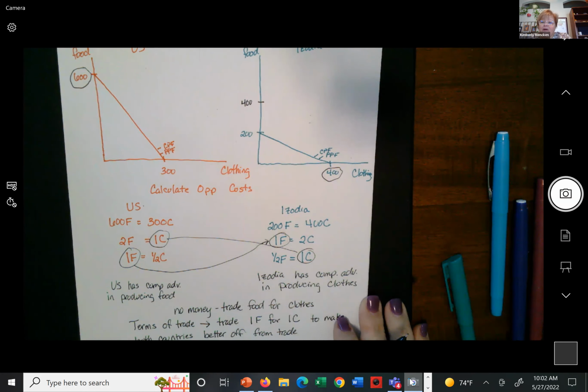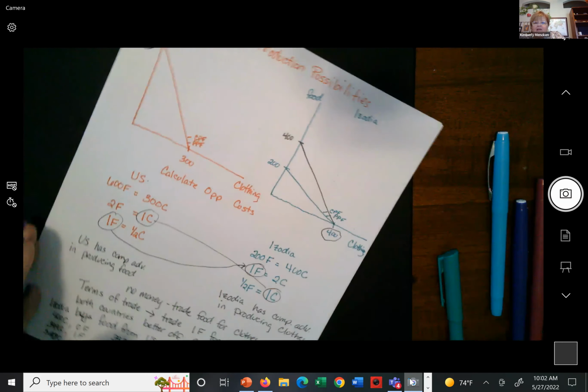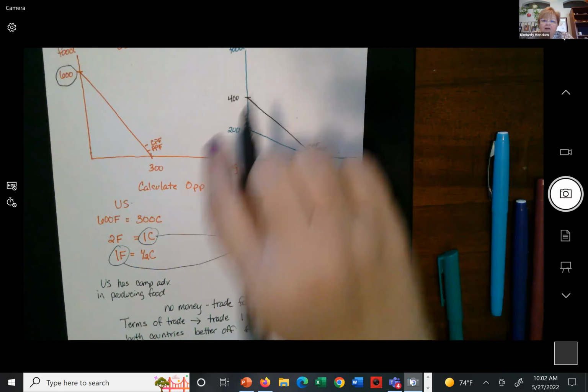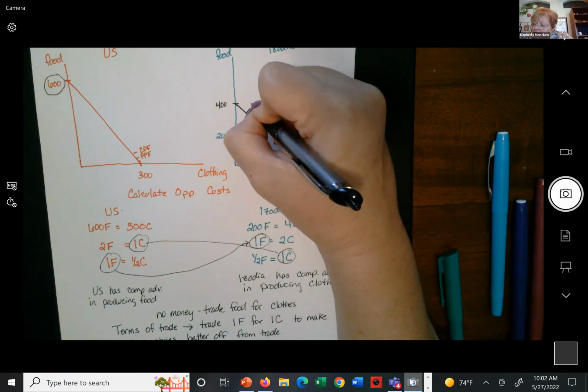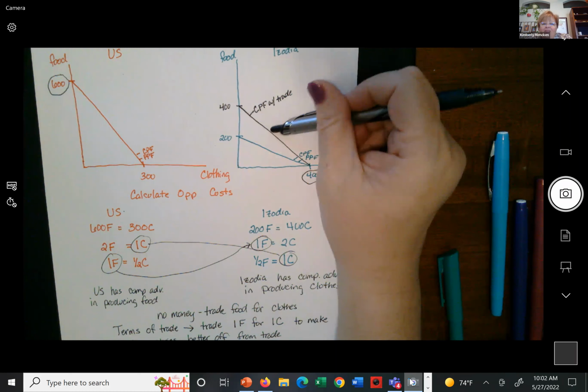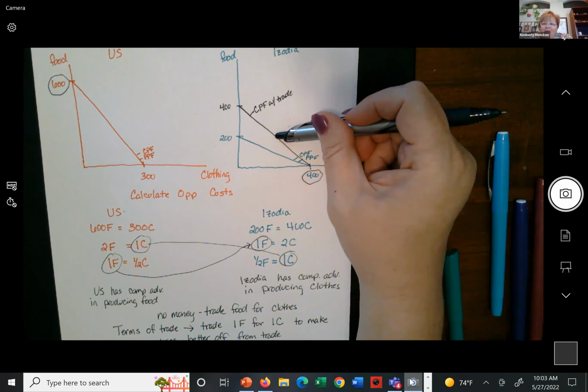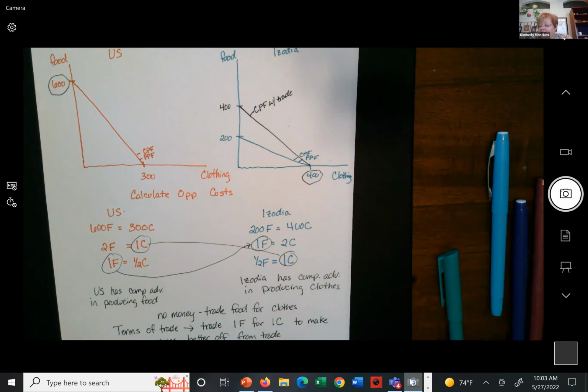All right, so what we have now is a new consumption possibility frontier. Where now they can purchase on this new black line. This is their CPF with trade. Well, anything on this line, except the endpoint, is better than anything on the old line. Anything on this line means they're getting more than from the old line, right? So this is an illustration of how the trade is benefiting Izadia. Do y'all all see that? Y'all are seeing it. Okay.